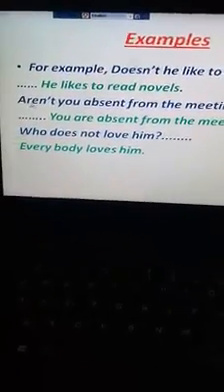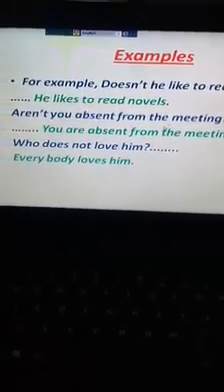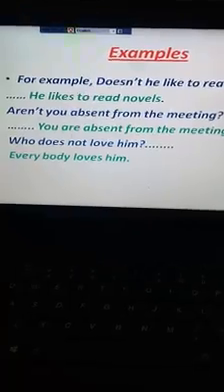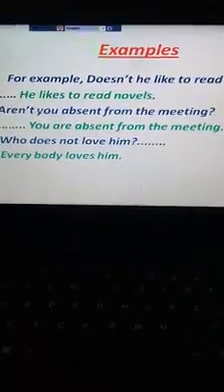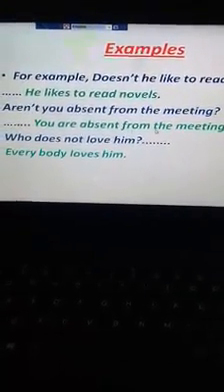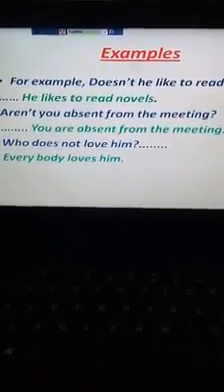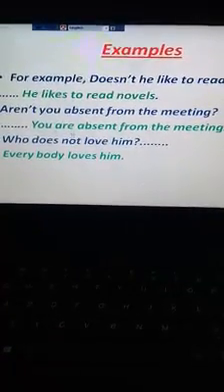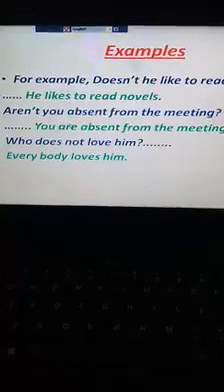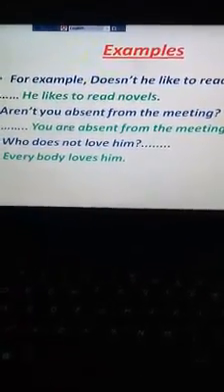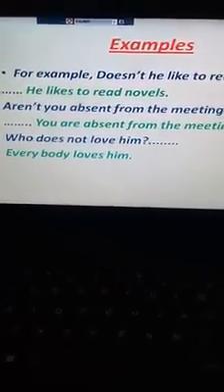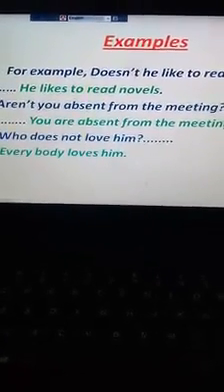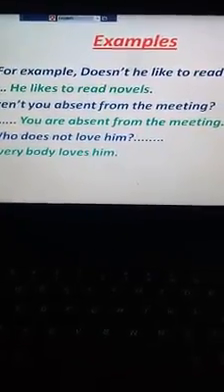The next sentence: aren't you absent from the meeting? That is, you are absent from the meeting. Here, just look at the sentence. I have used the helping verb are because sometimes some sentences need a helping verb, like the sentences having am, is, are, was, were. Okay, so you are absent from the meeting.